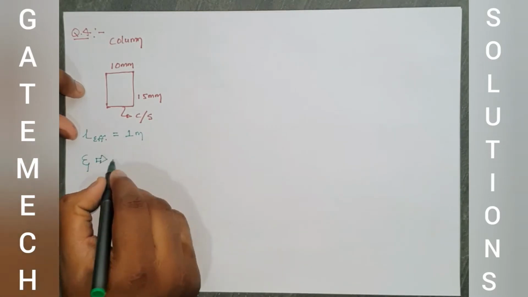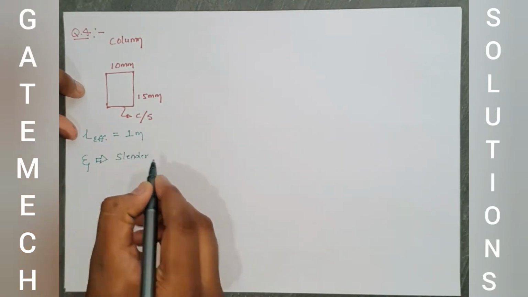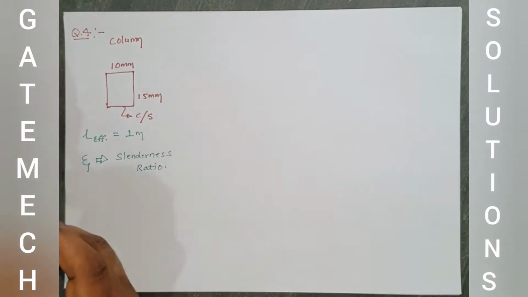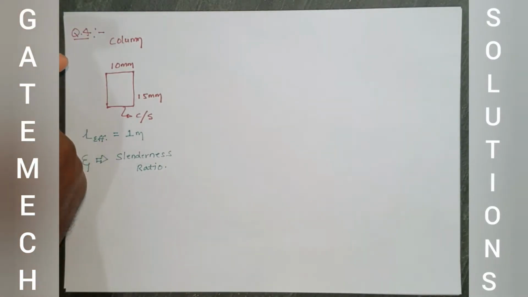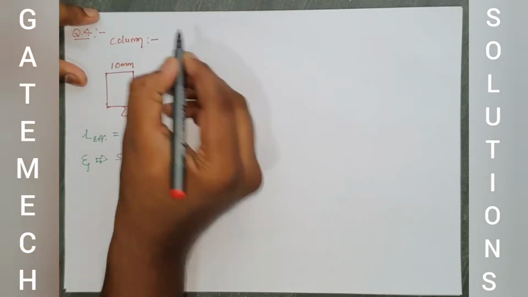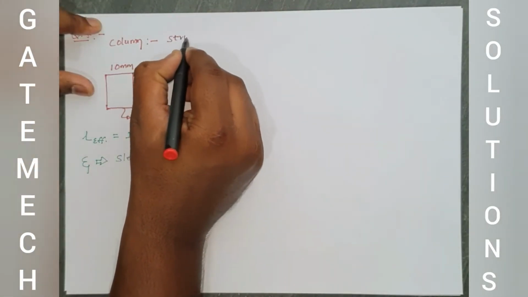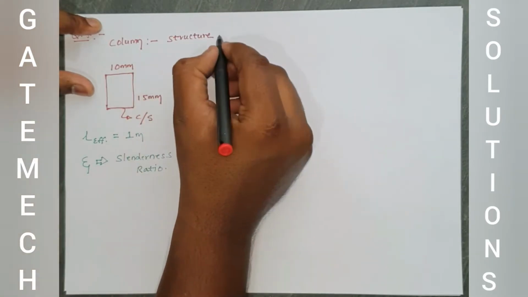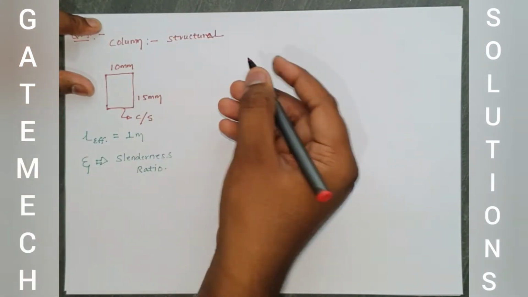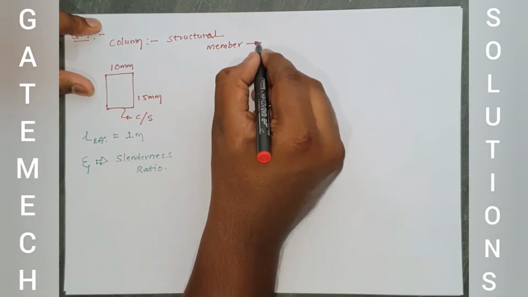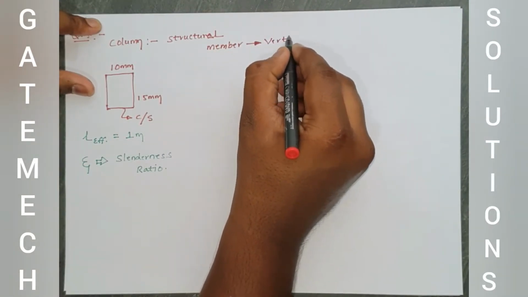I am representing it with zeta. We need to calculate slenderness ratio. So before calculating slenderness ratio, first I need to discuss what is meant by column. Keep it in mind. Column is a structural member we are using for structural applications. A structural member that always should be in vertical position.